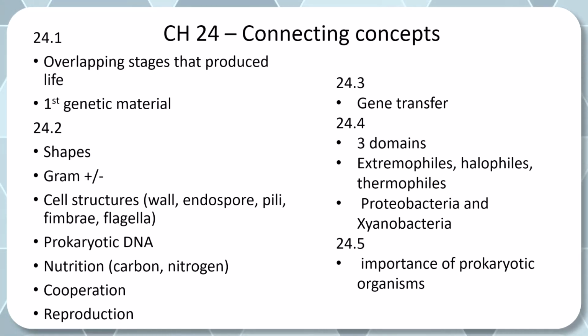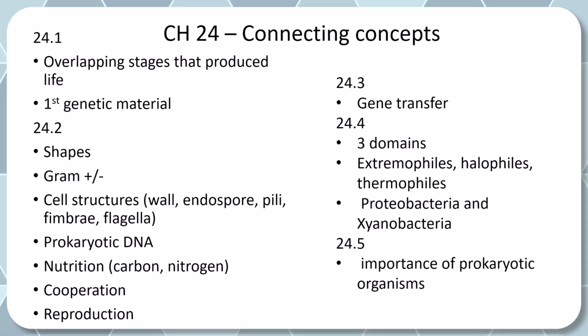The first genetic material was likely RNA because RNA can act as a catalyst, can self-replicate, and can store information. We talked about common prokaryotic shapes. The rod shape is bacillus. The spherical shape is coccus, or cocci. And then the squiggly shapes, we've got spirillum, spirochetes, and vibrio, which is a comma shape.